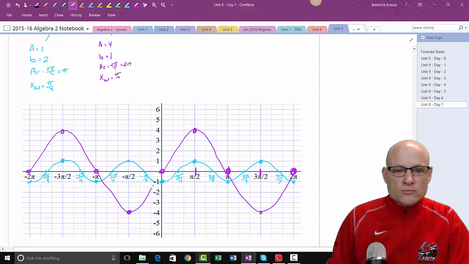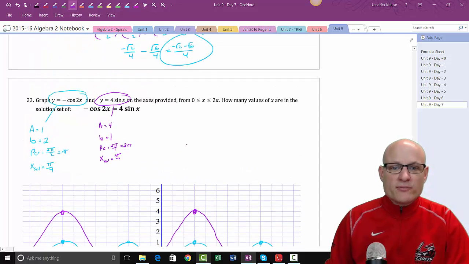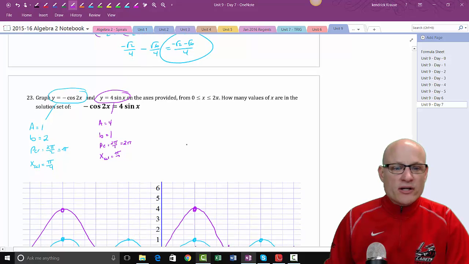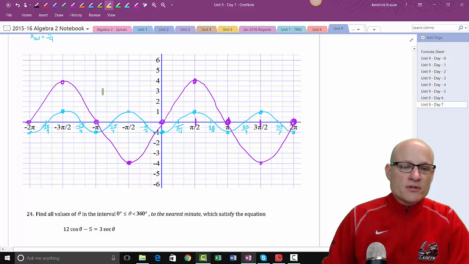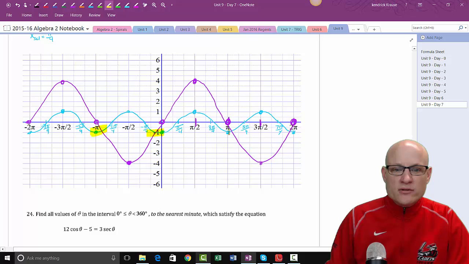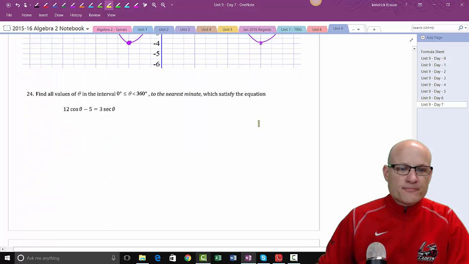So the question is, how many values of x are in the solution set? So all I want to know is how many times they hit each other. Let's see. Once, twice, 3 times, 4 times. 4.